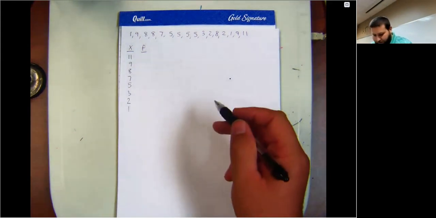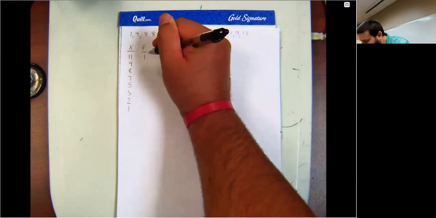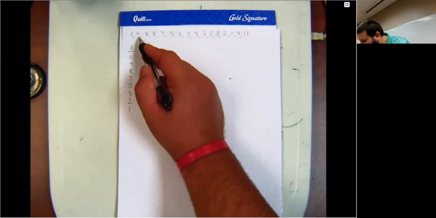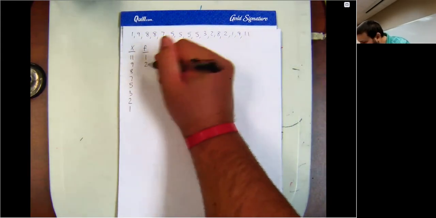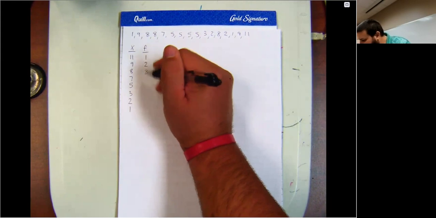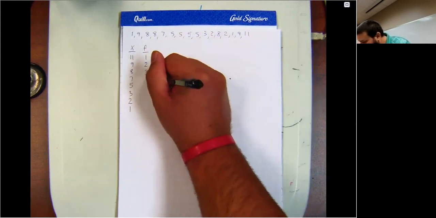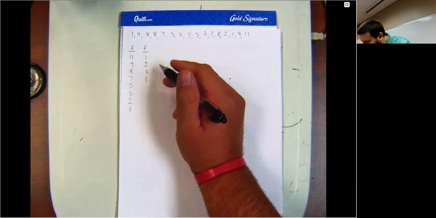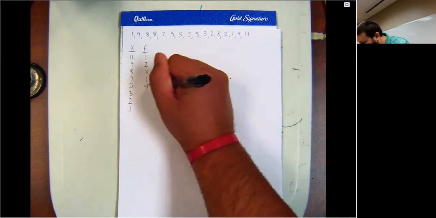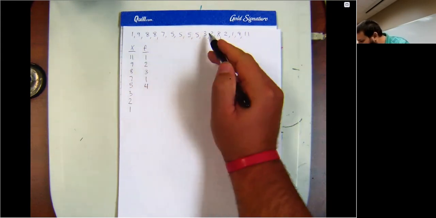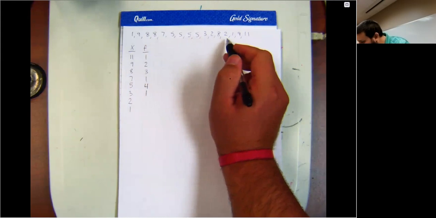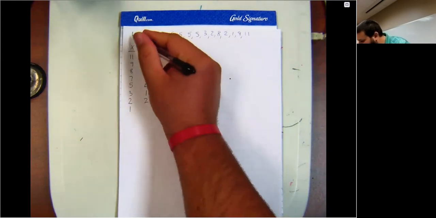And then how many 11s do we have in the data set? Well, just one, right? How many 9s do we have? 1, 2. How many 8s do we have? 1, 2, 3. How many 7s do we have? 1. How many 5s do we have? 1, 2, 3, 4. How many 3s do we have? 1. How many 2s do we have? 1, 2. And how many 1s do we have? 1, 2.